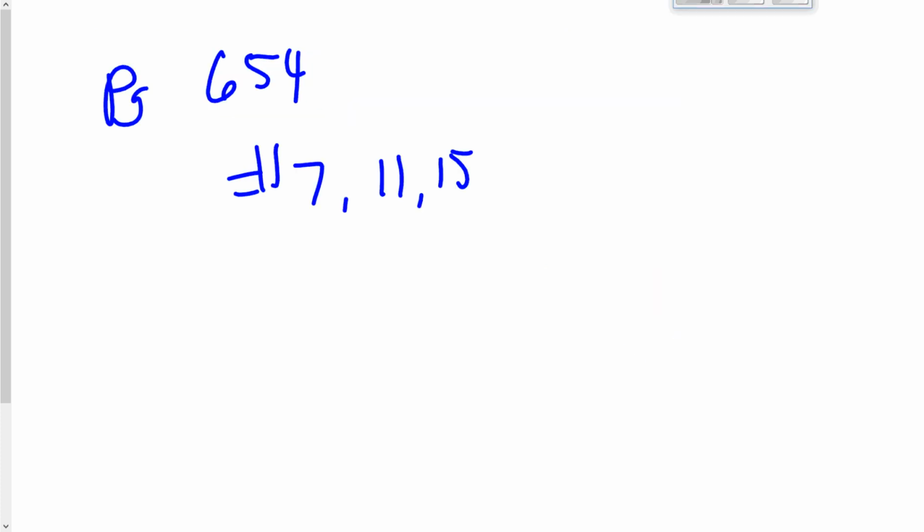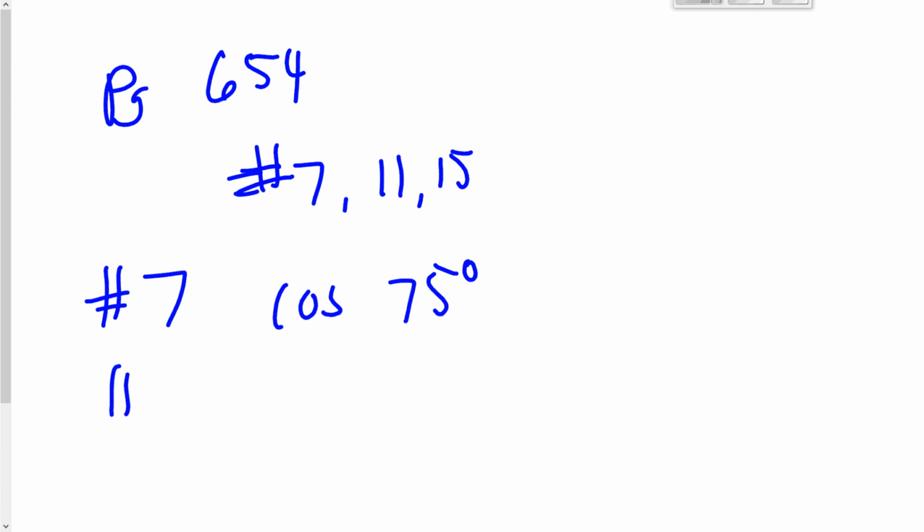So on page 654, numbers 7, 11, and 15, you can practice those ones. Here, I'll do them for you. So cosine of 75. Well, we just did that, so you're done. Then number 11. Number 11 is looking at cosine of 7 pi 12ths.